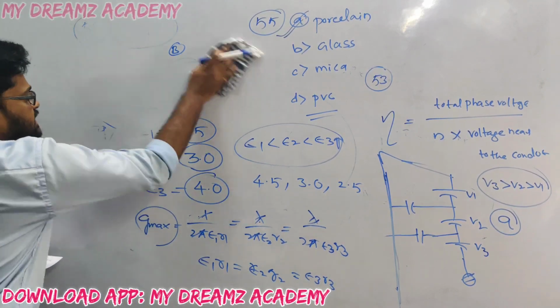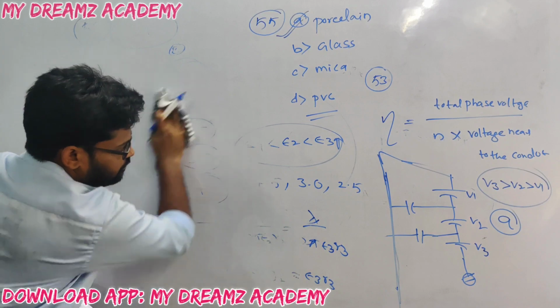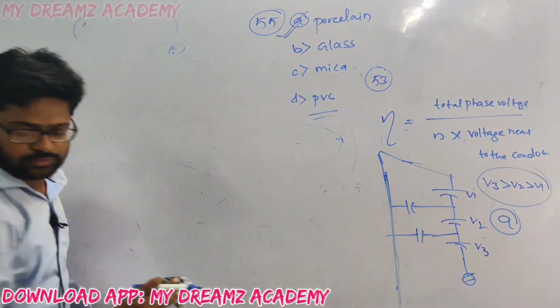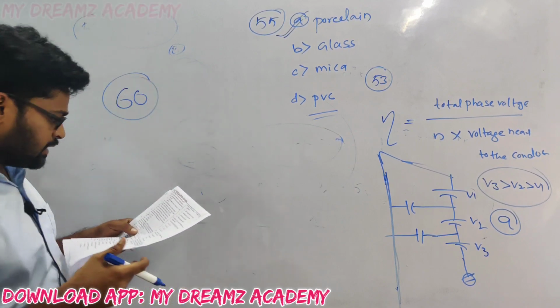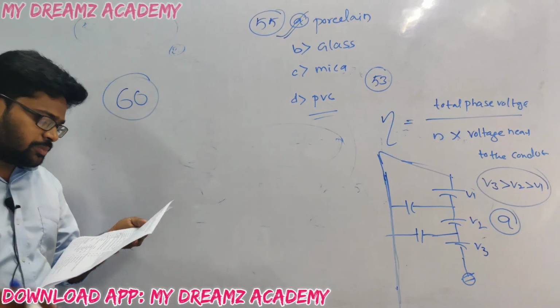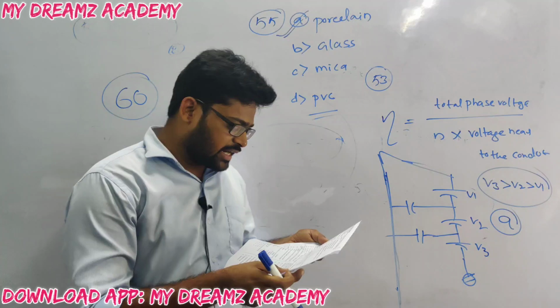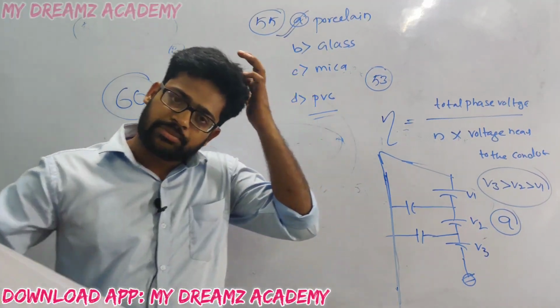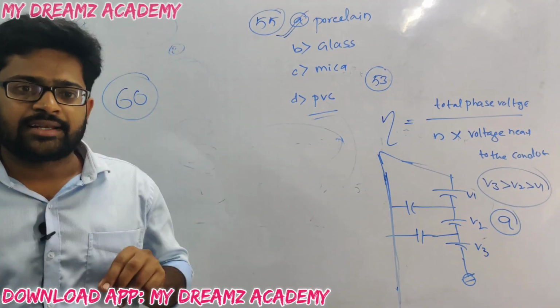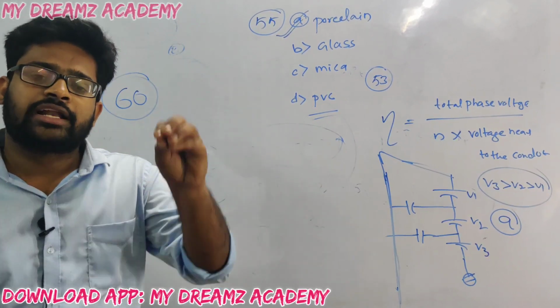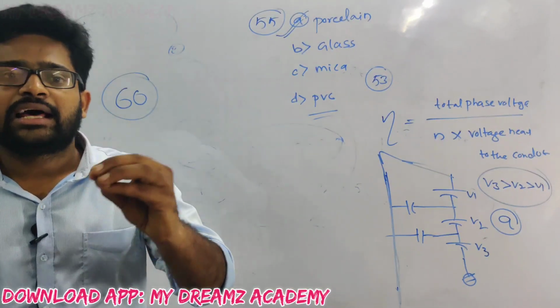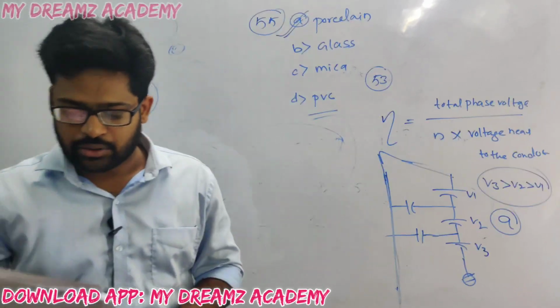So question number 60. Question number 60: ring main distribution is preferred to a radial system. We have two types of distribution systems. One is radial, another is the ring main distribution system. Why do we use ring main distribution over a radial distribution system? That we are going to see now.